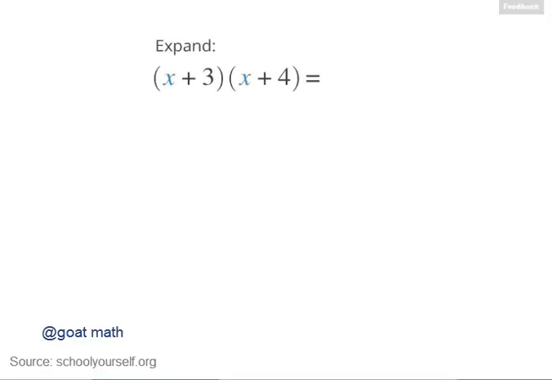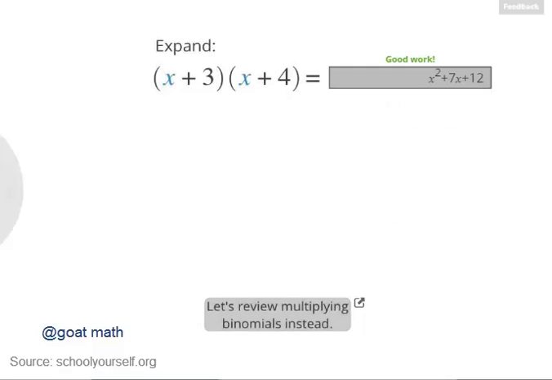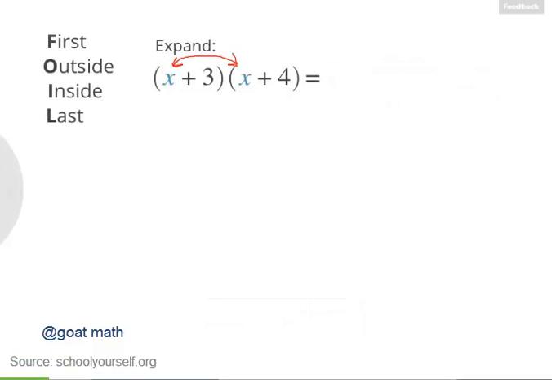To get started, multiply these two binomials, x plus 3 and x plus 4. Be sure to combine all the like terms in your answer, or click down here to review. Right, the first terms multiply to x squared, the outside terms are 4x, the inside terms are 3x, and the last terms are 12. 4x plus 3x equals 7x. So this product equals x squared plus 7x plus 12.